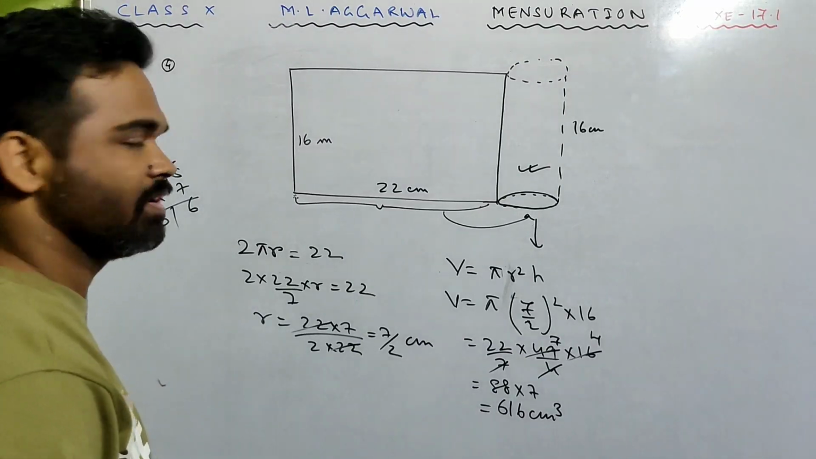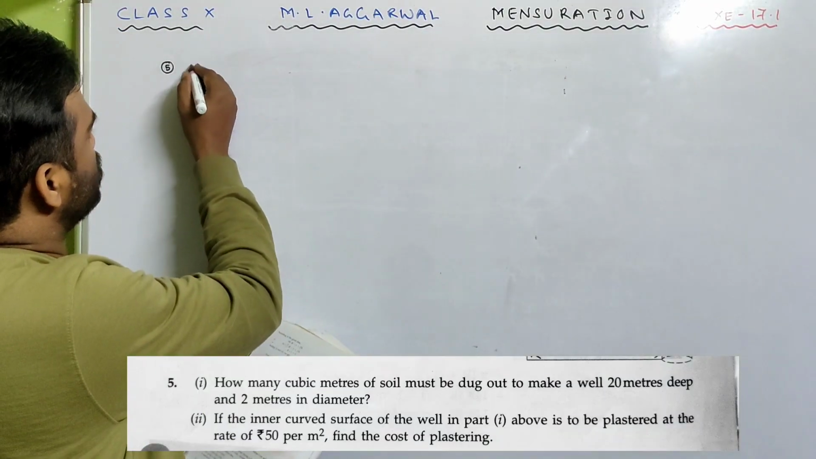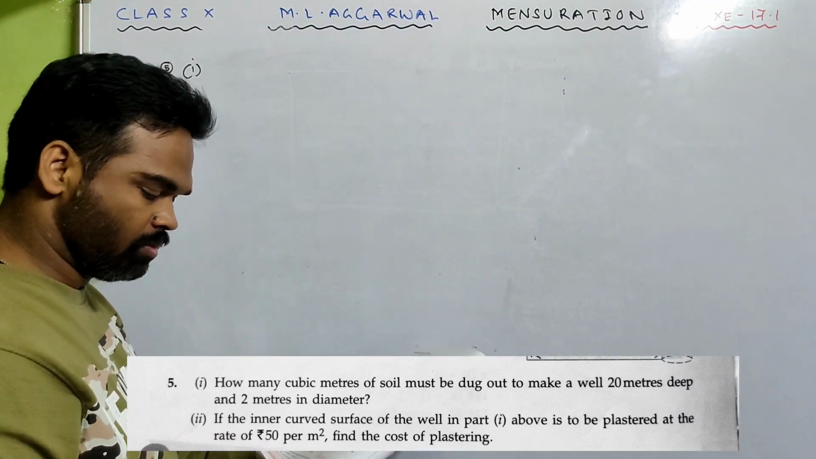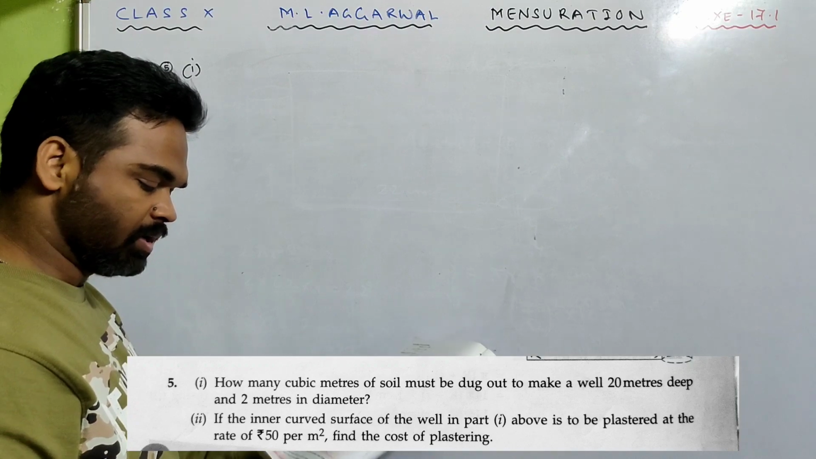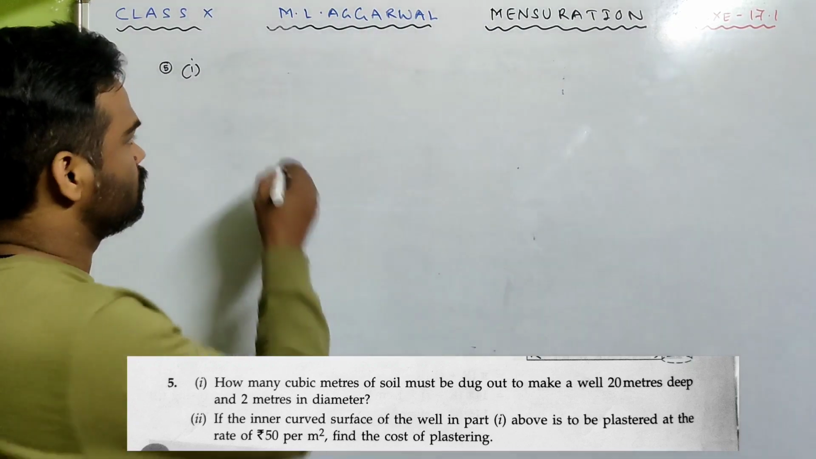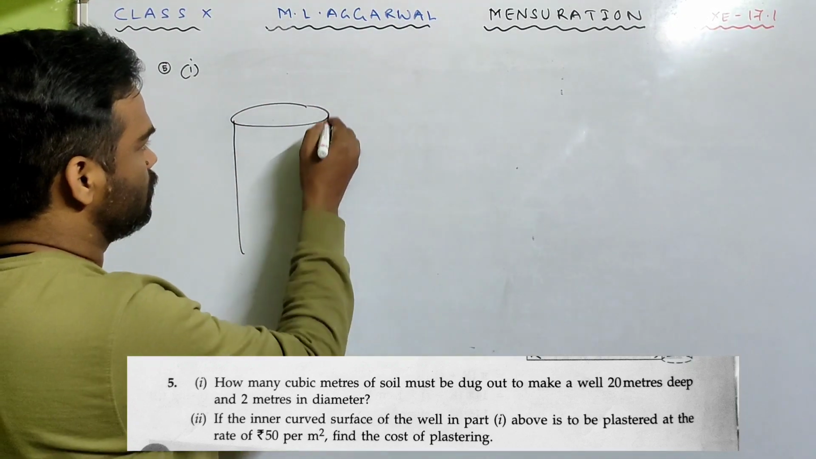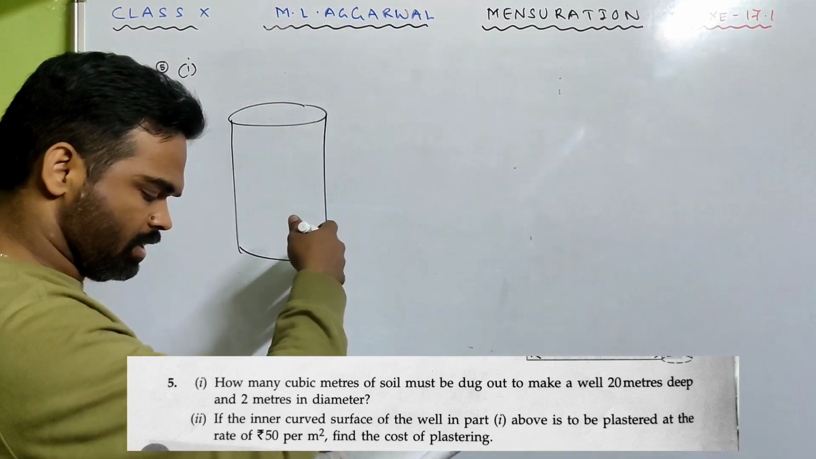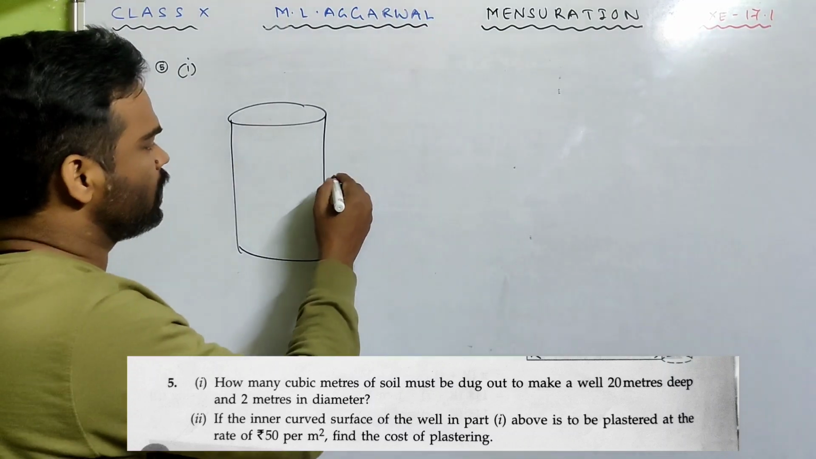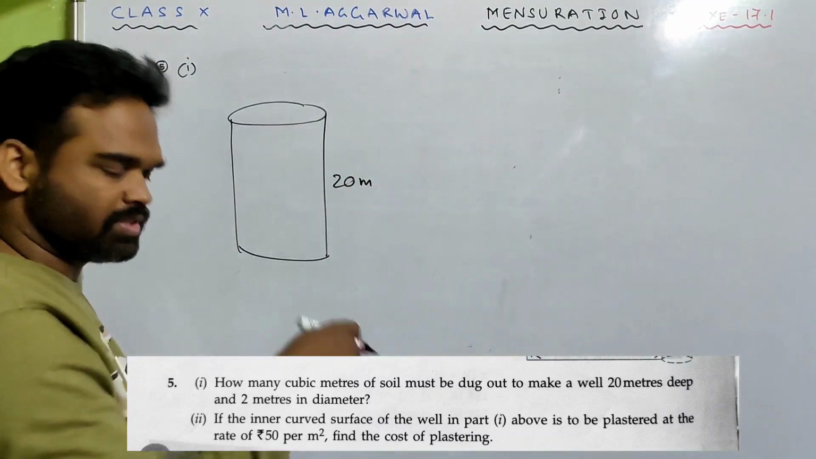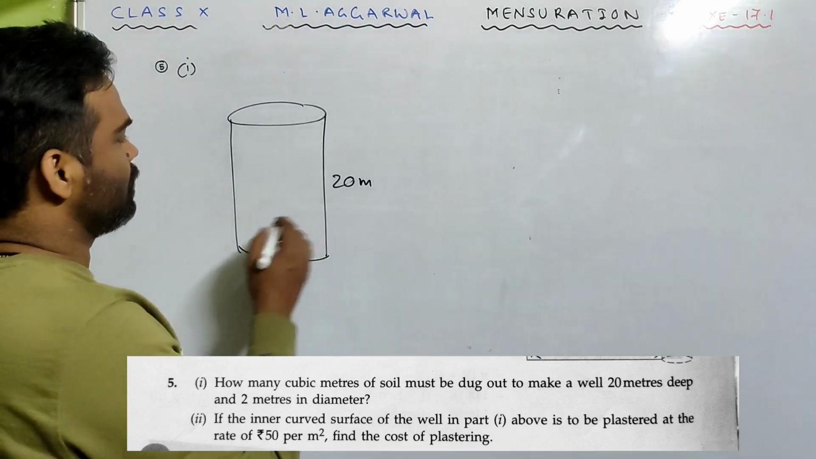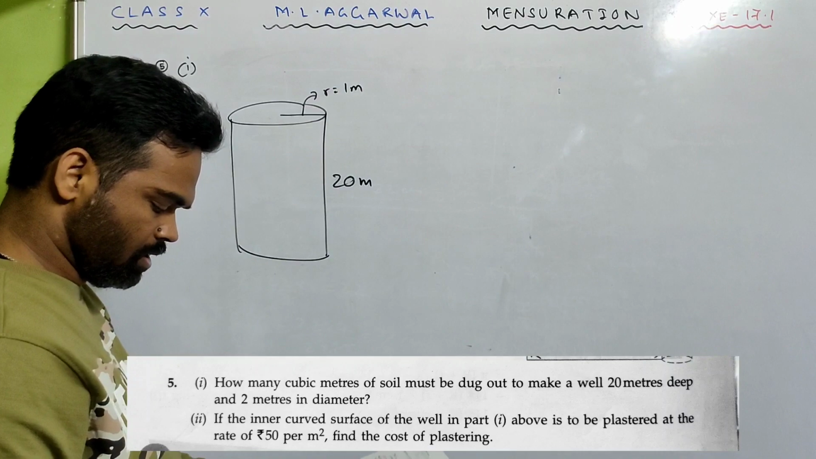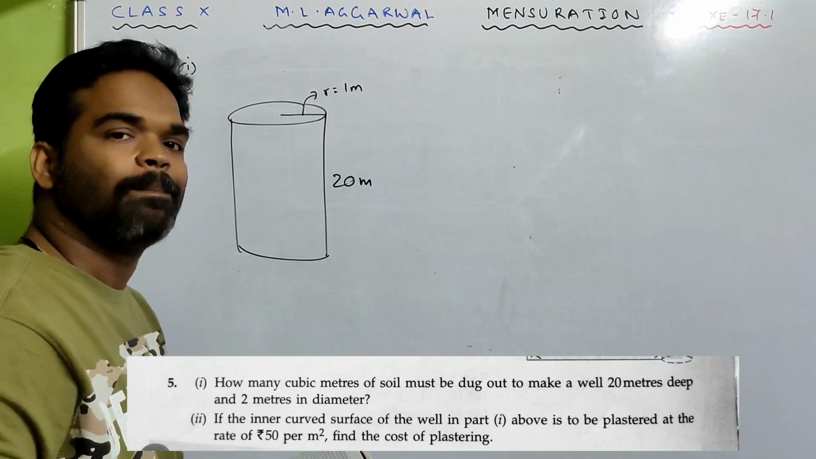Now let us look at number 5. Now look at 5 part 1 what they have told. How many cubic meter of soil must be dug out to make a well 20 meter deep and 2 meter in diameter? You need to make a well. So you need to take out the soil, okay, and they have given the well is 20 meter deep. That becomes the height for the cylinder, and 2 meter in diameter, which means the radius is 1 meter. How many cubic meter of soil must be removed?